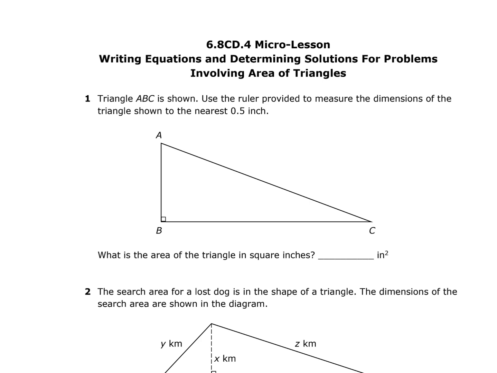Writing equations and determining solutions for problems involving area of triangles. Number 1, triangle ABC is shown. Use the ruler provided to measure the dimensions of the triangle shown to the nearest ½ inch.